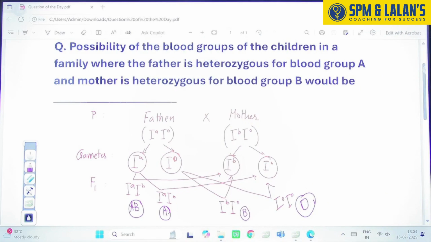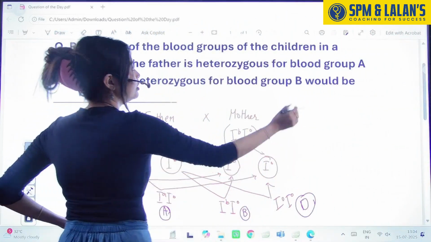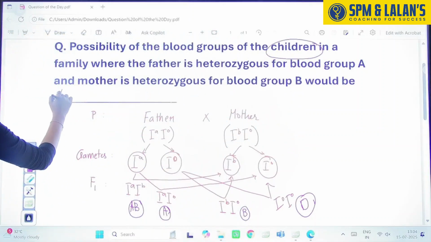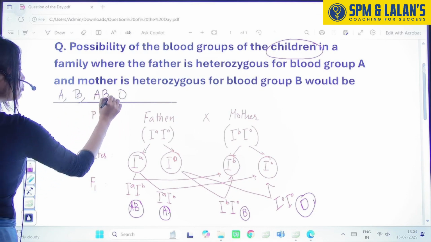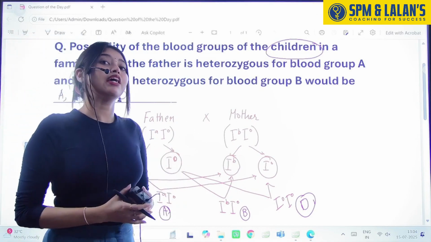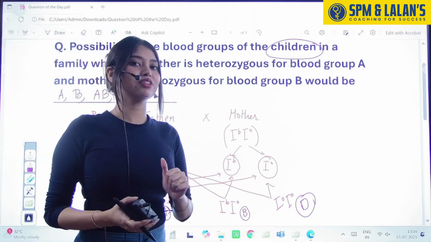So what are the possible blood groups of the children? What did we get? Blood group A, blood group B, blood group AB, and blood group O. So these are the four possible outcomes if the father is heterozygous A and the mother is heterozygous B.